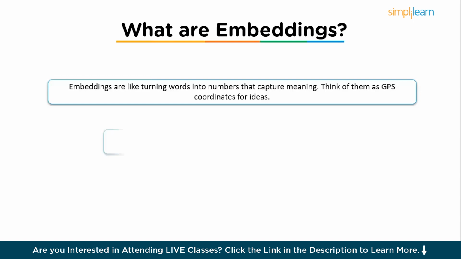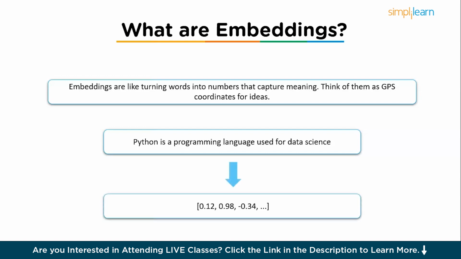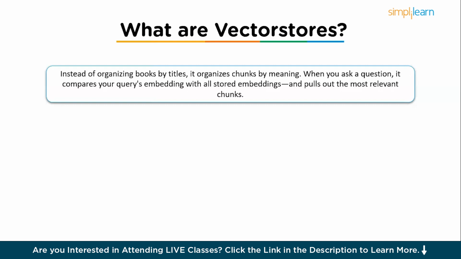So let's say we have a chunk: Python is a programming language used for data science. We convert this into a list of numbers, or an embedding, like 0.12, 0.98, minus 0.34 and more. This vector represents the meaning of that sentence, but not in words. Now let's move on and see what vector stores are. We have turned our chunks into embeddings, but where do we keep all these meaning vectors? In a vector store. Think of a vector store as a smart library. Instead of organizing books by titles, it organizes chunks by meaning. When you ask a question, it compares your query's embedding with all the stored embeddings and pulls out the most relevant chunks.